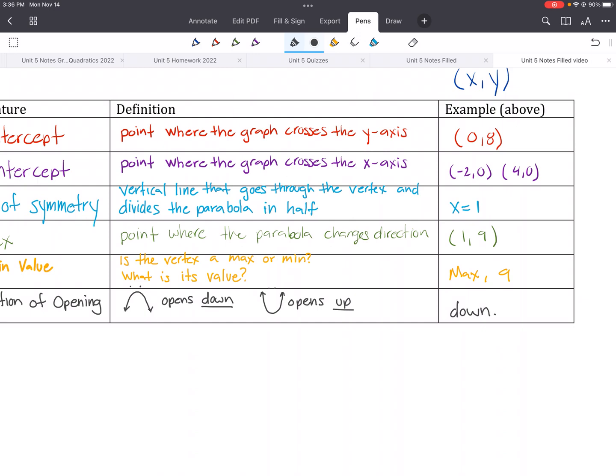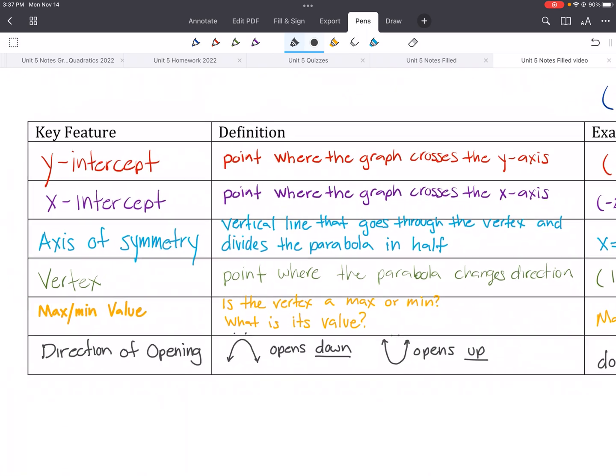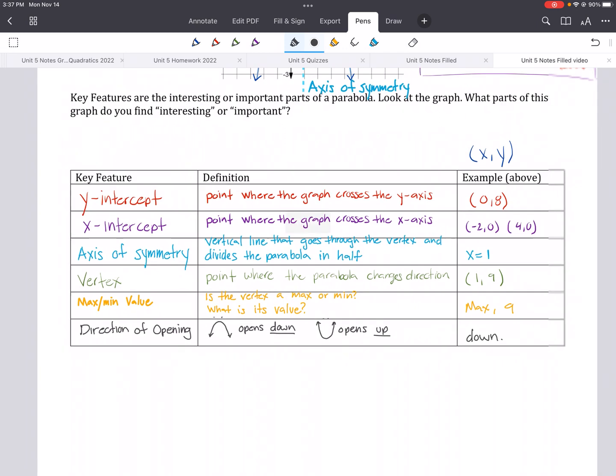Okay, so those are the basic key features of a quadratic, or if we looked at its graph, a parabola. If you have any questions, please let me know. Again, if you need to pause and write these down, you're welcome to do so, or you can go to the PDF on Canvas.